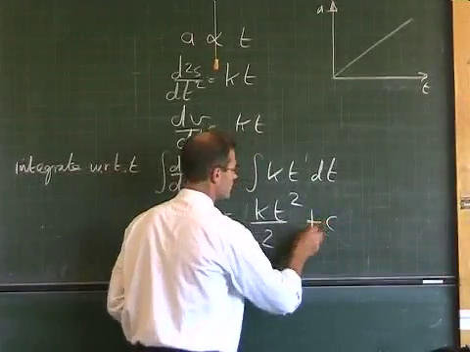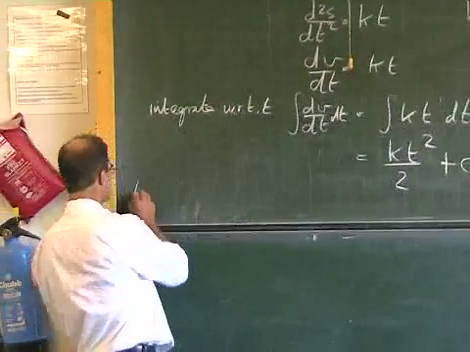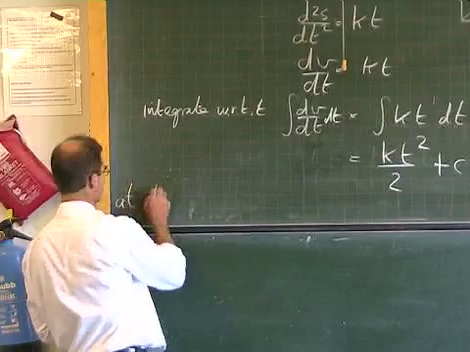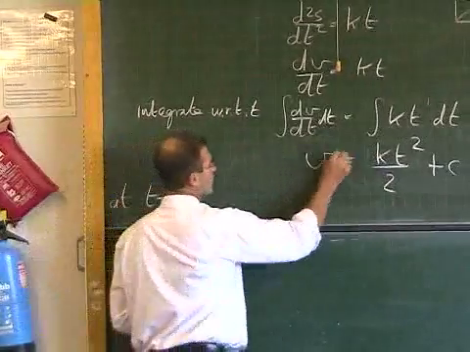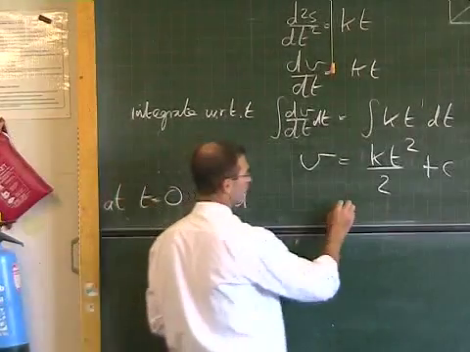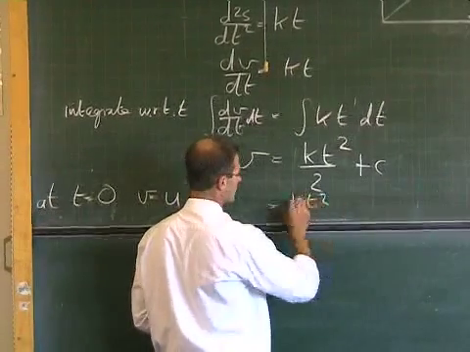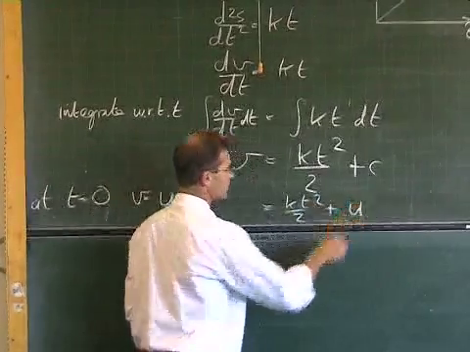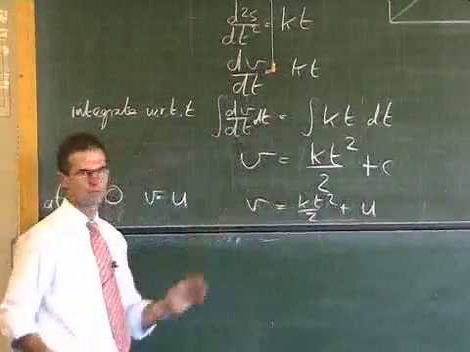So at that point, you would need to know, at time t equals 0, was the velocity equal to 0, or was it equal to an initial velocity? So you'd have kt squared over 2 plus your initial velocity. That would be the equation for final velocity.